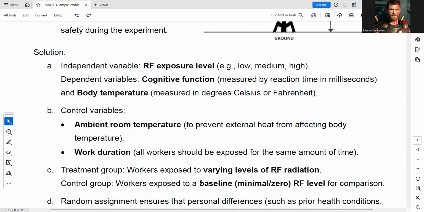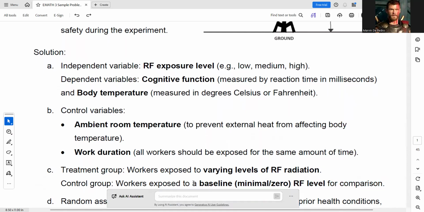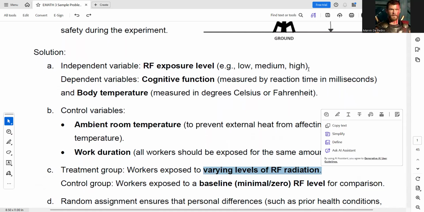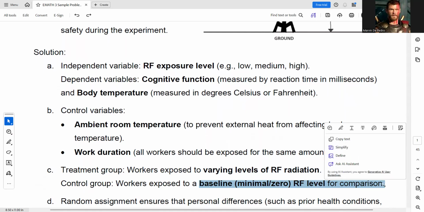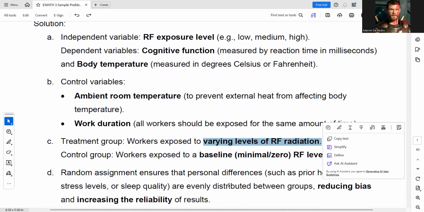Okay, there's no varying. We just stick to the baseline, or usually that could be the minimal or the zero RF level for comparison. So we're going to compare the ones with minimal exposure and the ones with different levels of radiation, which are the low, medium, and high. Okay, so I guess for the control group, we just settle for the low exposure, while for the treatment group, we have three.